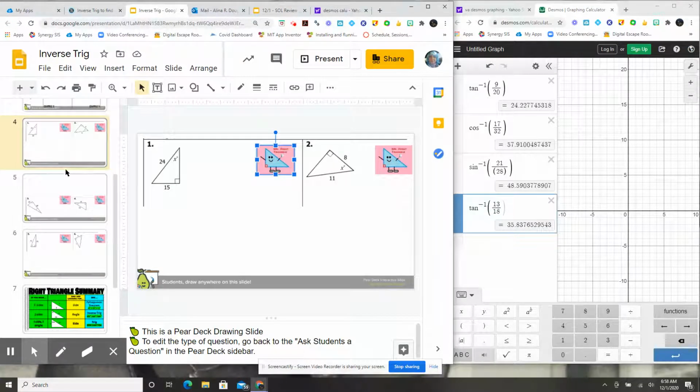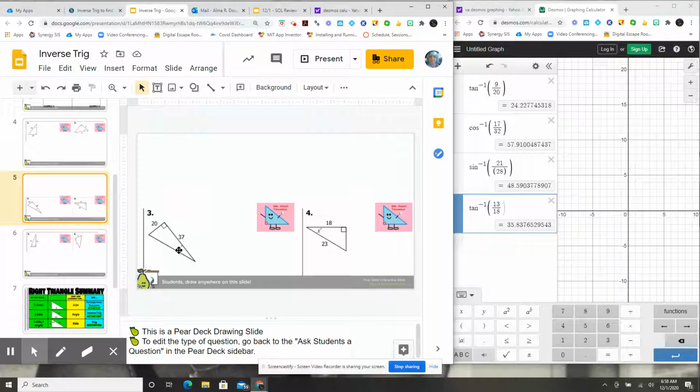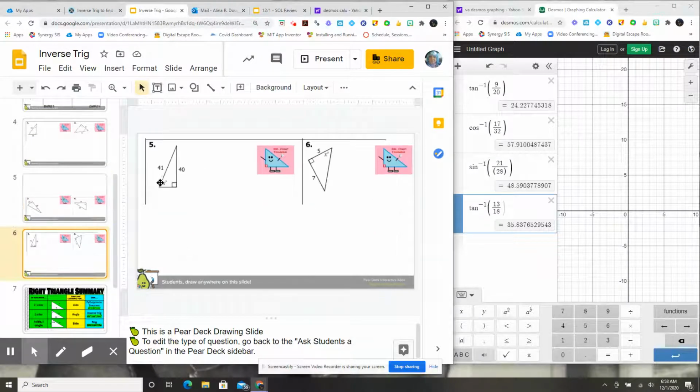All 6 of these are going to be inverse trig. You're just looking for the angle. All these 3 are inverse trig. You're going to do exactly what we just did.